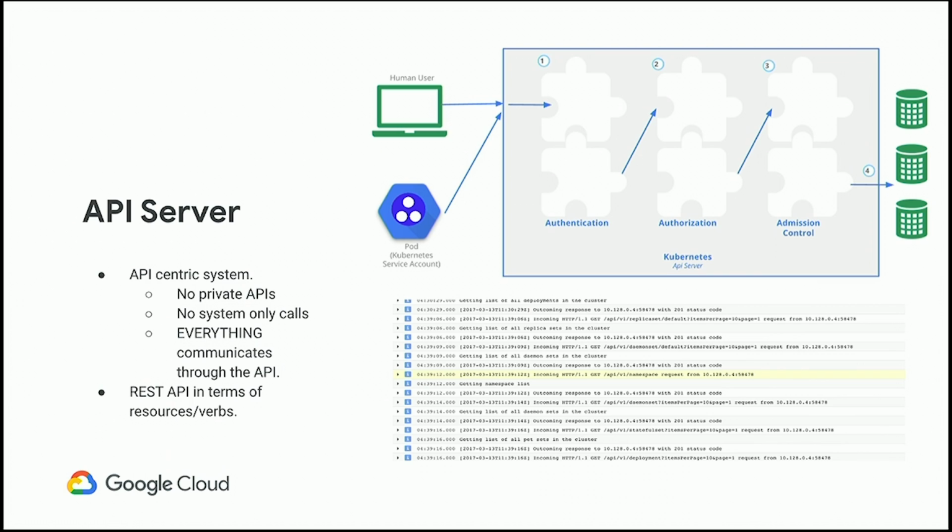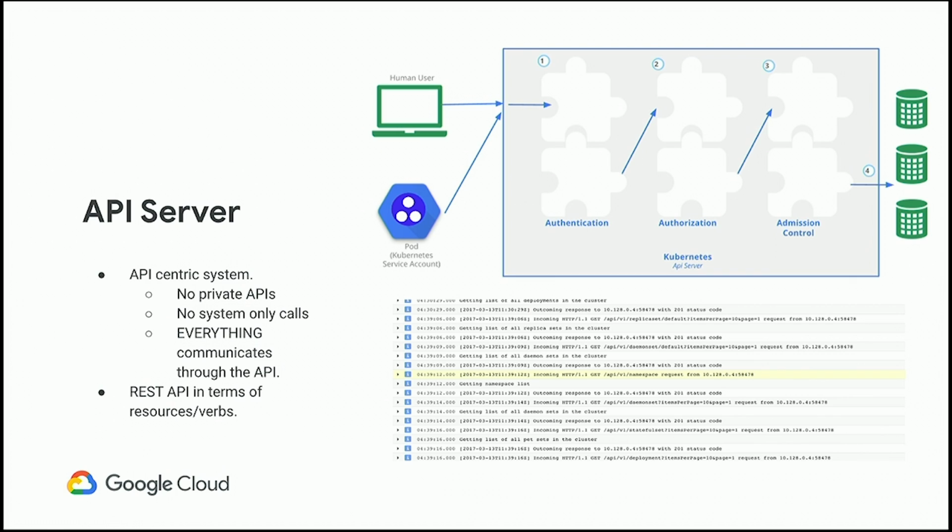One of the components of Kubernetes is the API server. This is basically how you do all of your interactions with the Kubernetes cluster, and is essentially how the CI tool is going to interface with the cluster as well. It's all API centric. There are no private APIs. There's no system-only call. Everything communicates through the API, and it's a RESTful type of service.